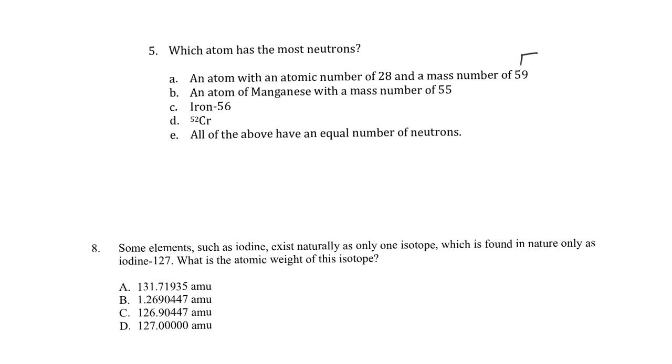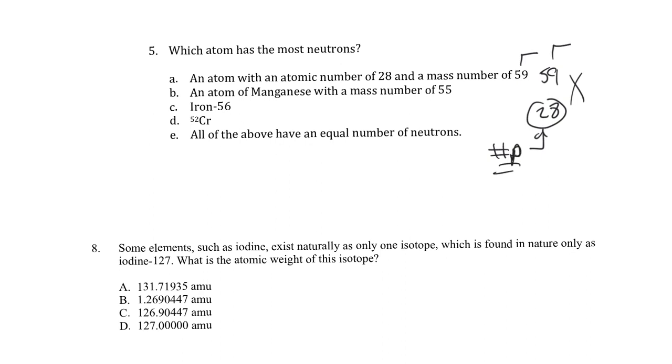Let's remember that the mass number is the number that would be written above the symbol. The atomic number will be written here. The atomic number is the number of protons in the nucleus of the atom. It's what defines the atom. The positive charge in the atom defines the atom.